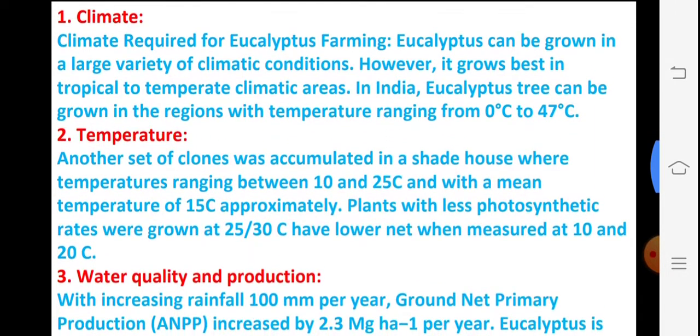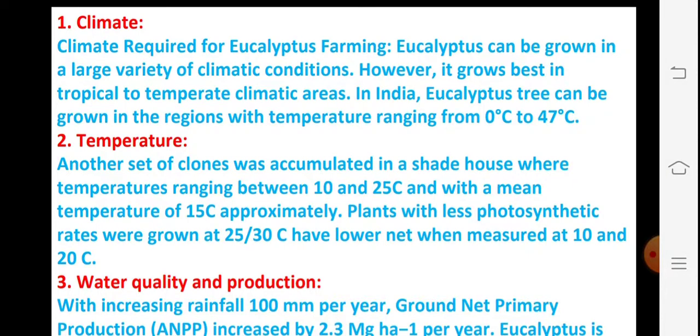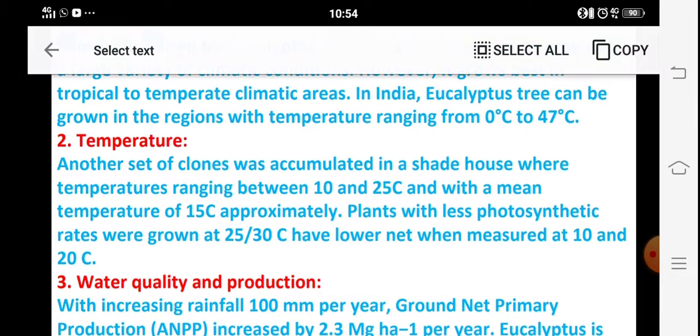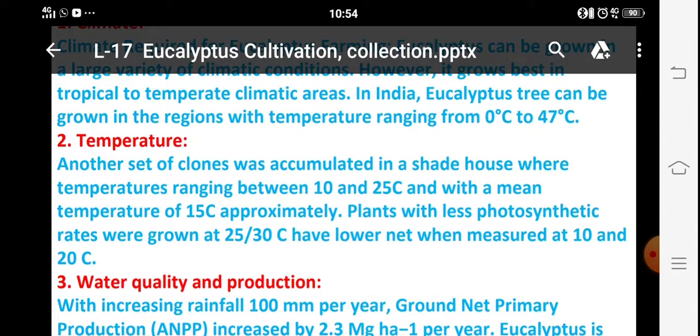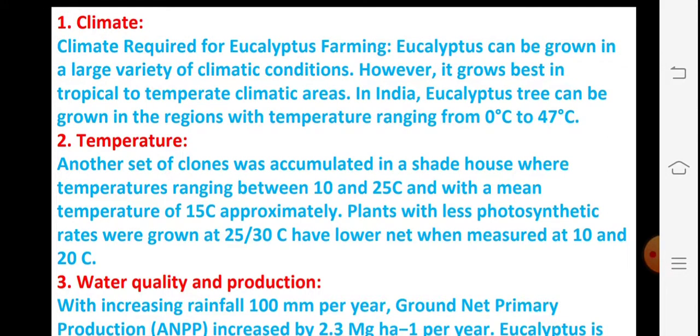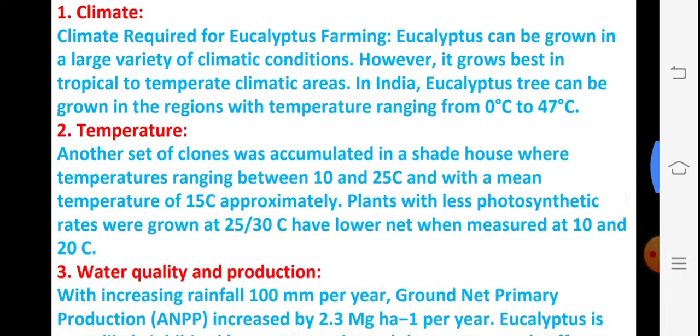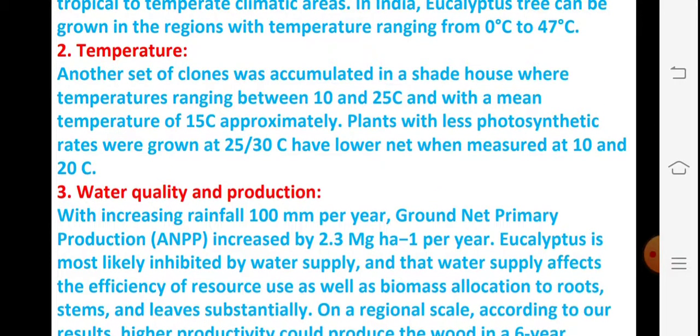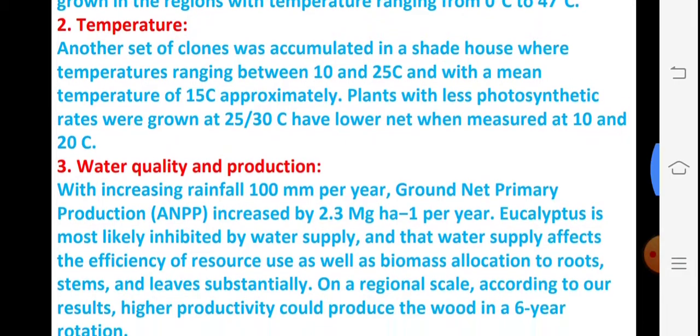While considering the climate, as in farming generally, we can grow it in varied climatic conditions. Secondly, the tree can be grown in a temperature of 0 to 47 degrees Celsius. Then 10 to 25 degrees Celsius is the common temperature. Approximately 15 degrees Celsius is good for the photosynthetic rate and the volatile oil content.